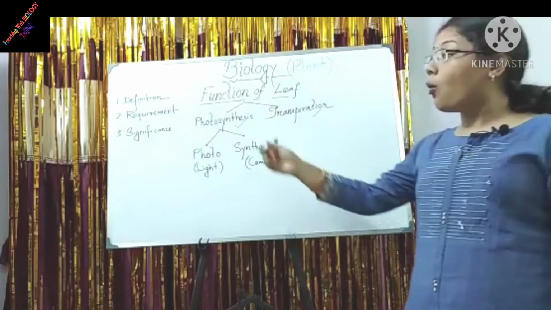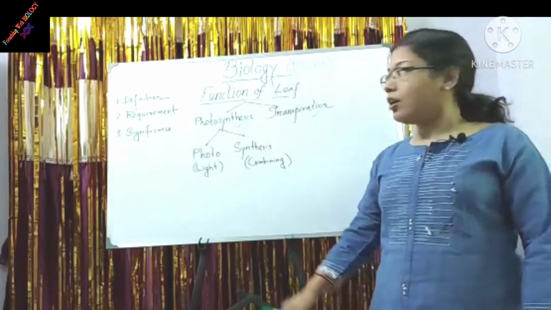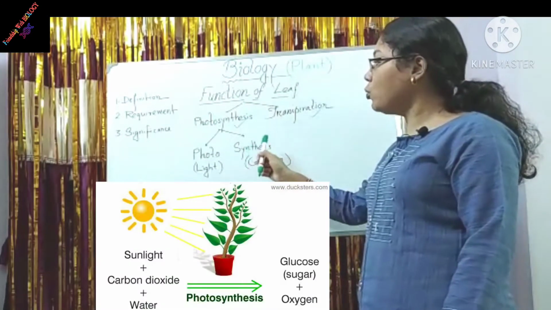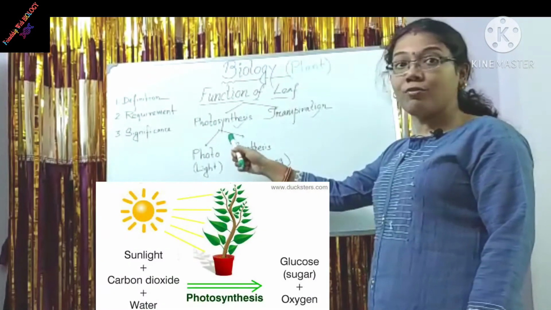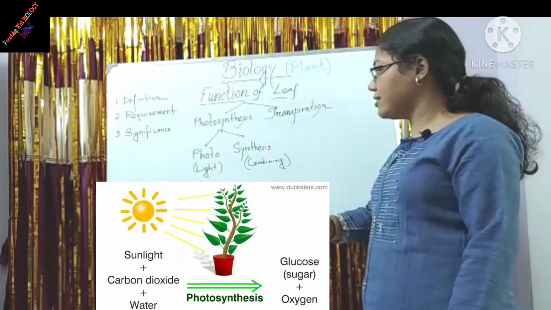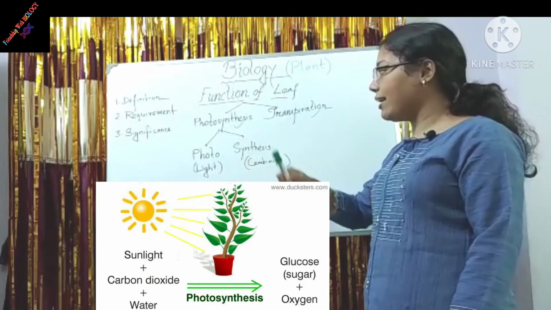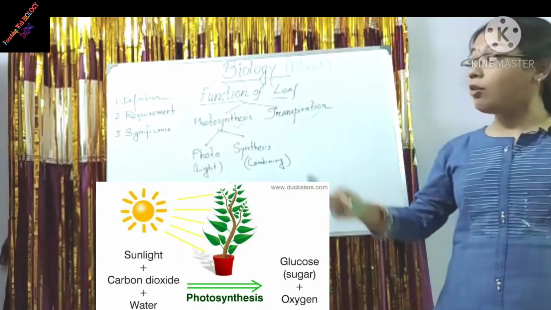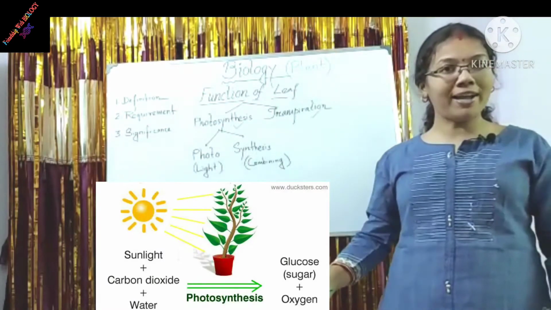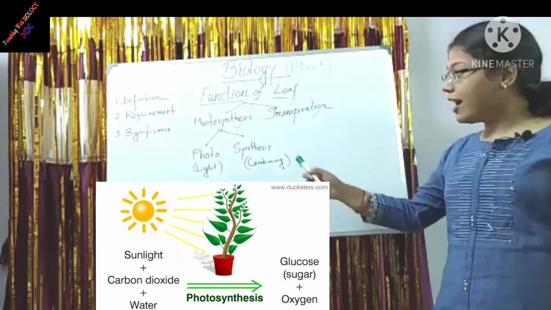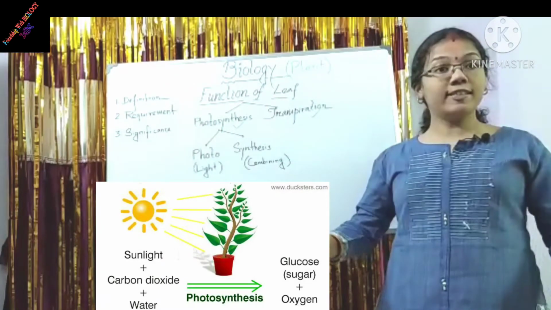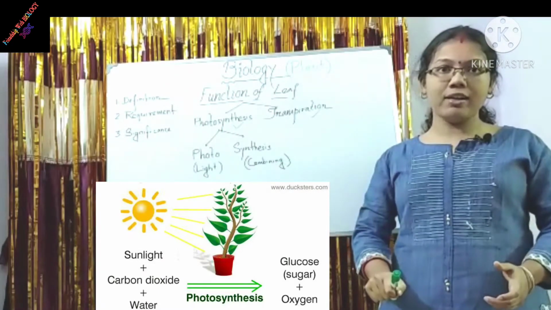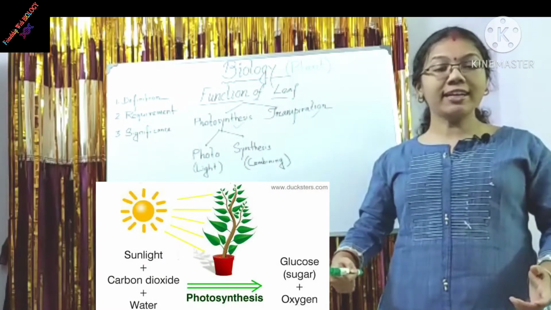So friends, what is photosynthesis? Photosynthesis has two separate words. One, photo, another one, synthesis. Photo means light and synthesis means combining. So friends, photosynthesis means combining by light. Here, combining of CO2 and water produces oxygen and glucose.